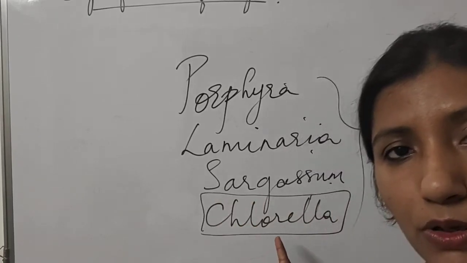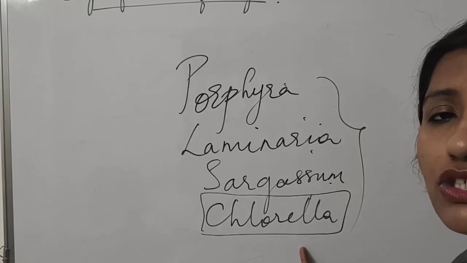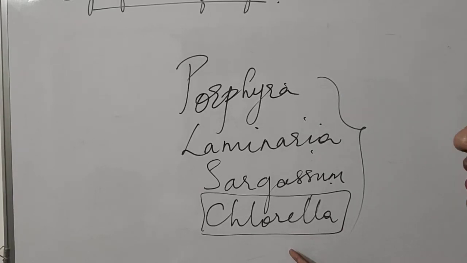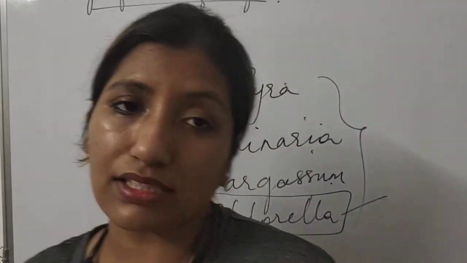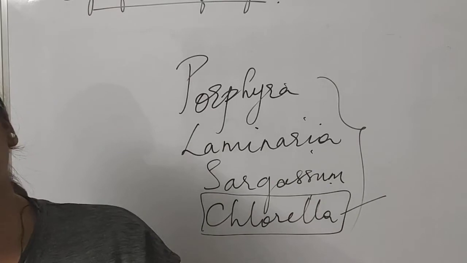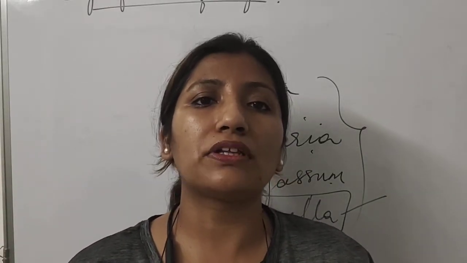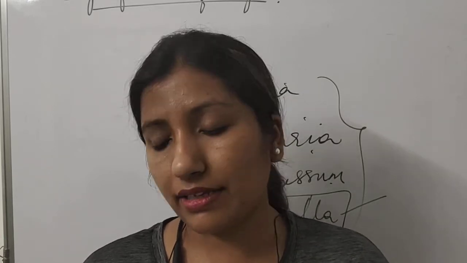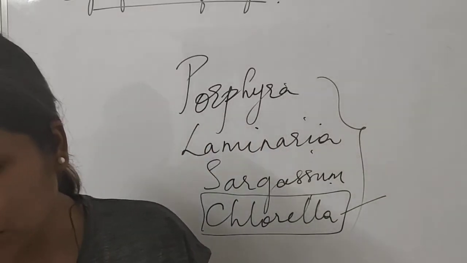Chlorella is used as a space food. Astronauts in space use chlorella as food. Some algae make protein that is edible to us, so they are like a food supplement for us.